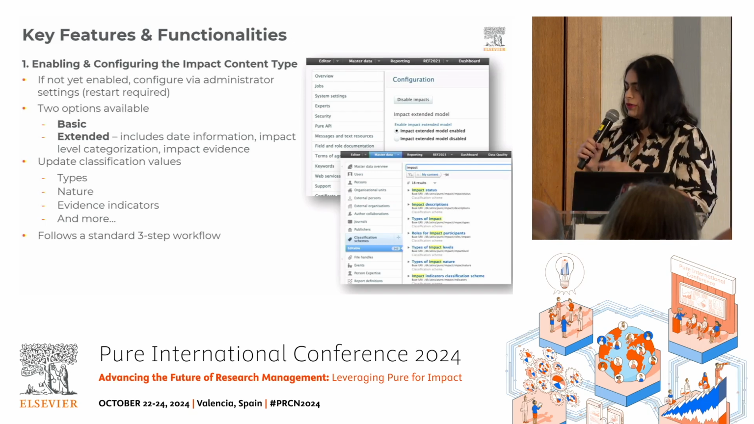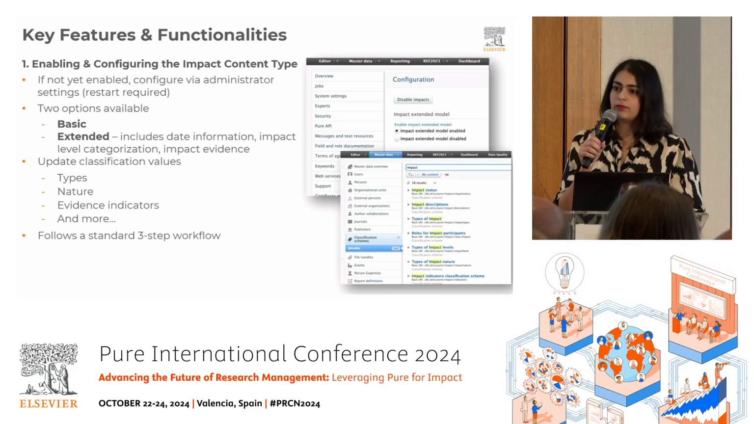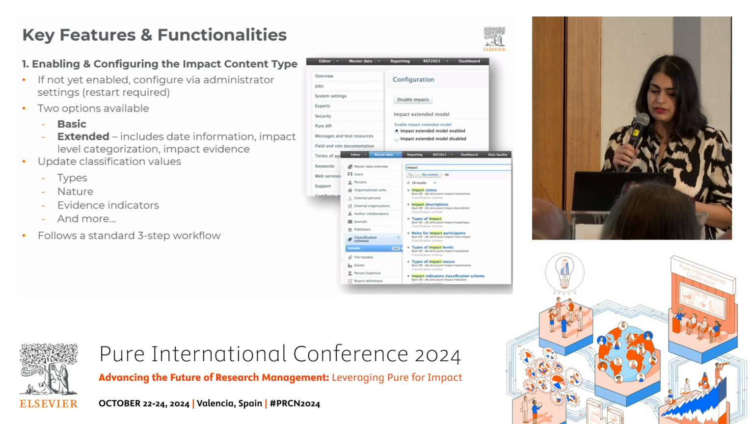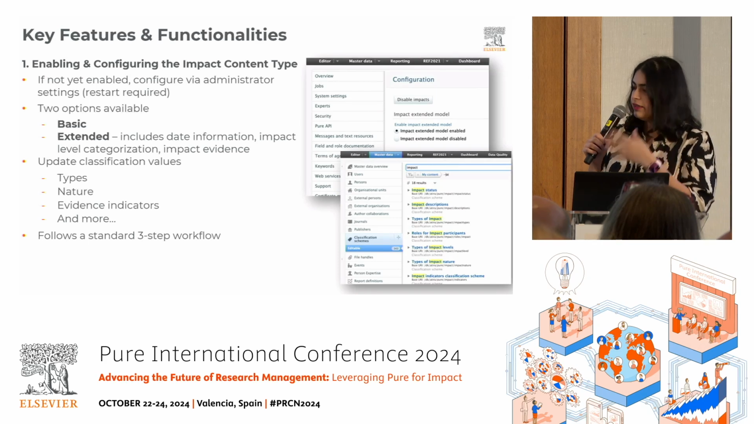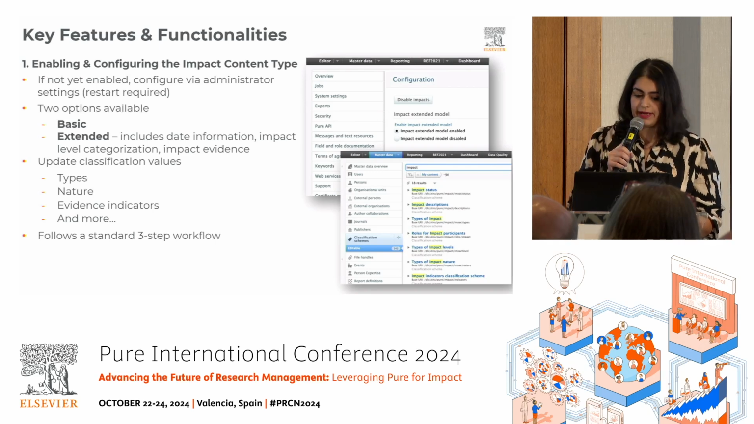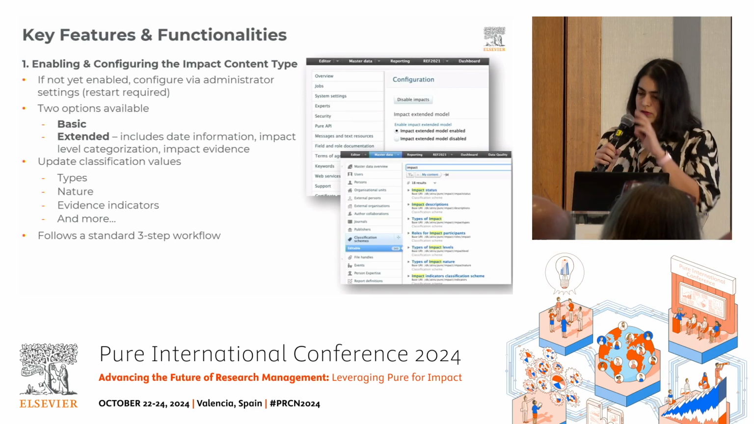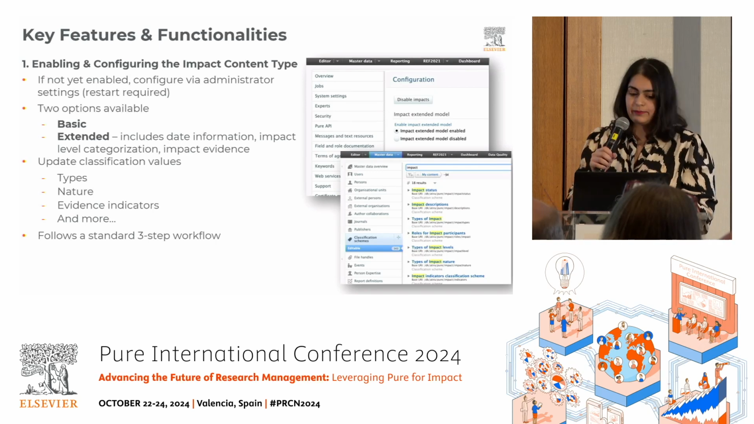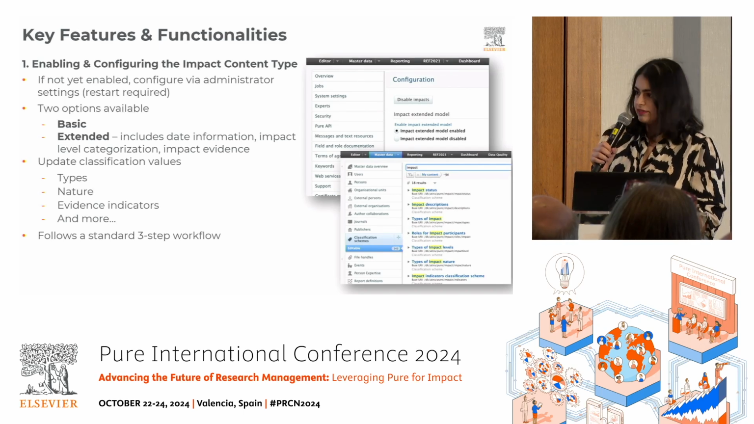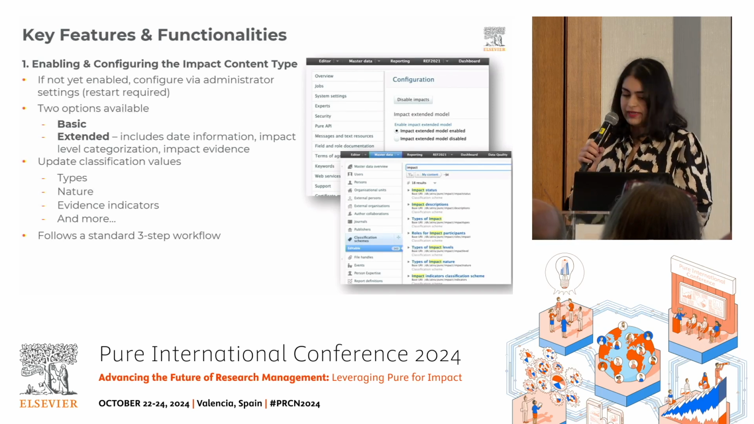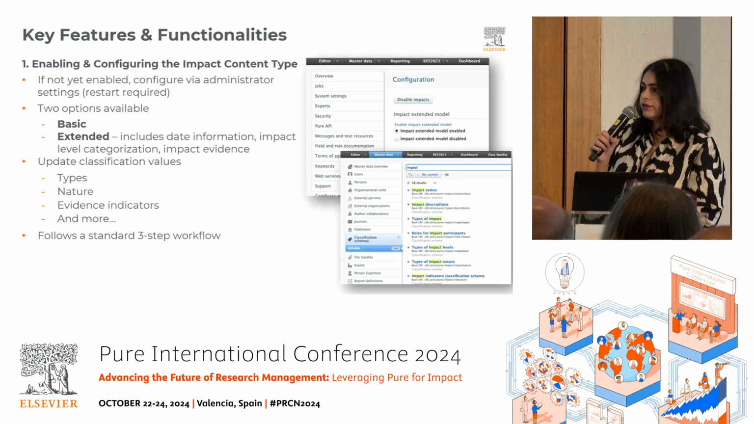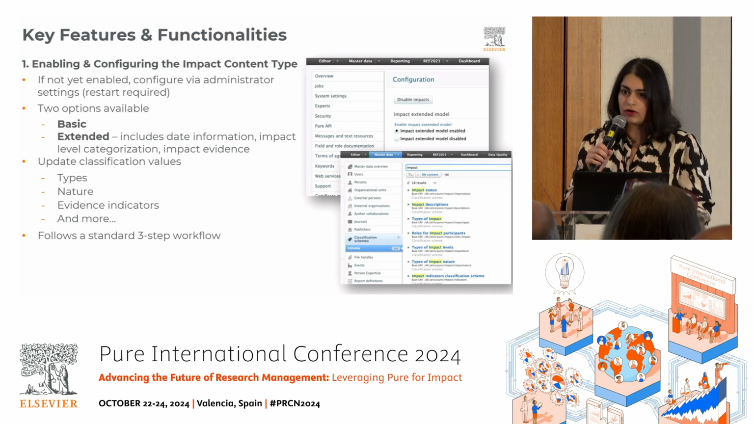The two are similar, but of course in the extended version you have more fields within the metadata. So you can capture date information, impact levels, categorizations like that, and then also record impact evidence. You can also define the type of impact, the nature, and then also add any evidence indicators, which we will go to in a second. And then as far as the workflows are concerned, it's a typical standard 3-step workflow that you find in other content types as well.